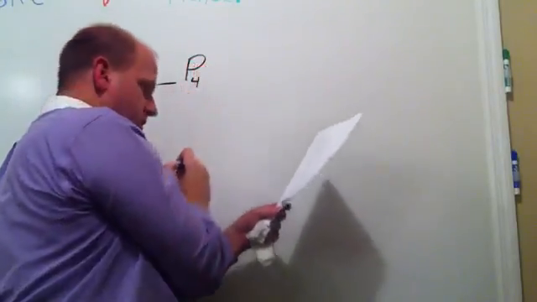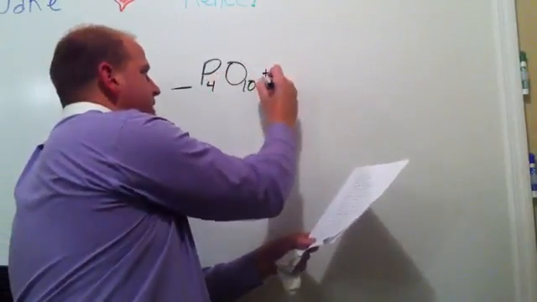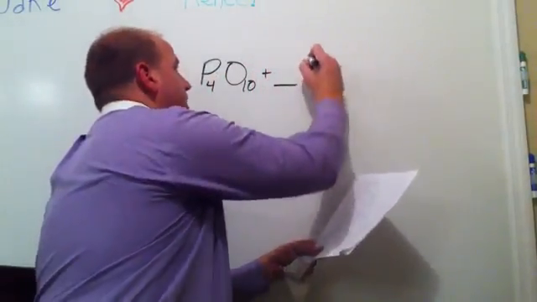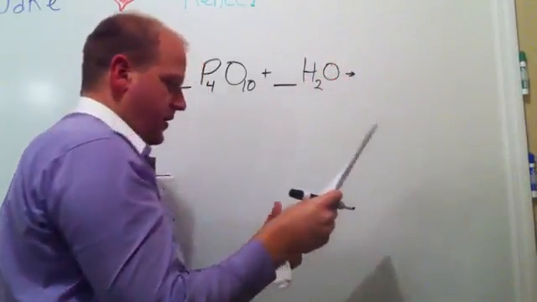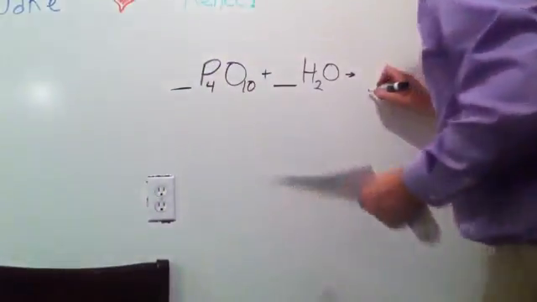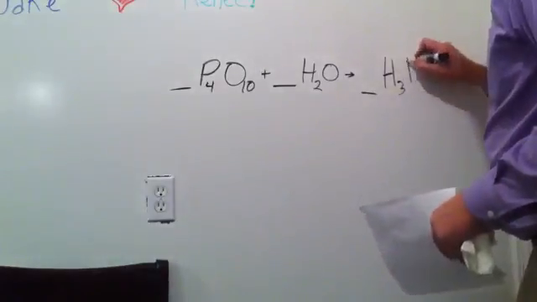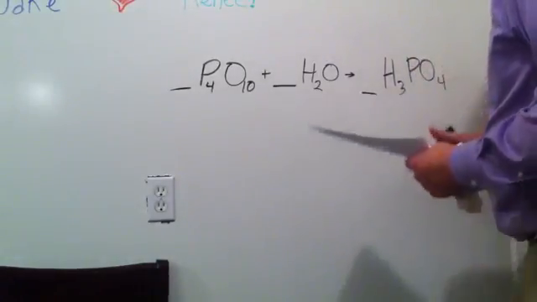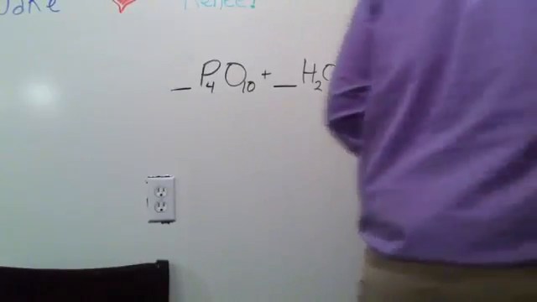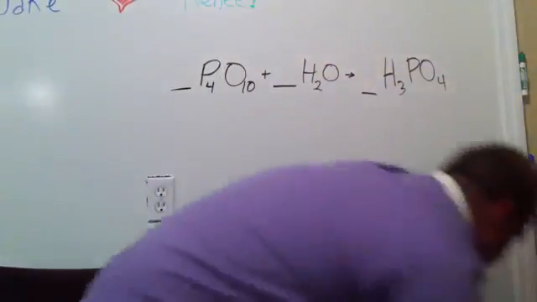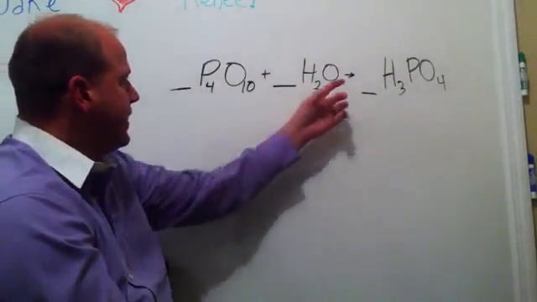So let's see, let's do blank P4O10. P is potassium, O is oxygen. That's combined with water, H2O. And that is going to create H3PO4. Okay. So let's take a look. Let's start with our odd number of molecules here. So I'm going to look at my oxygen.